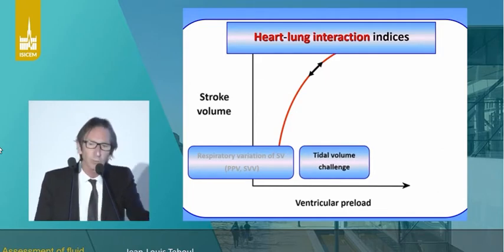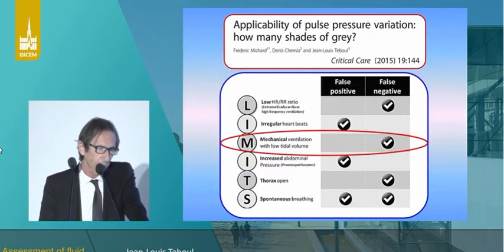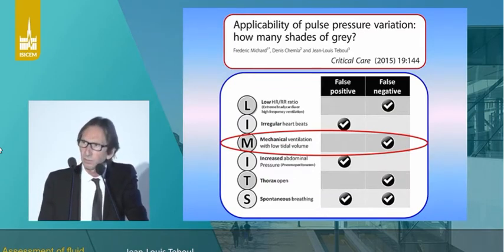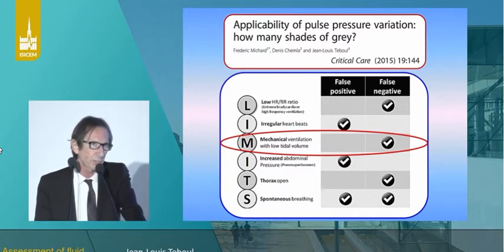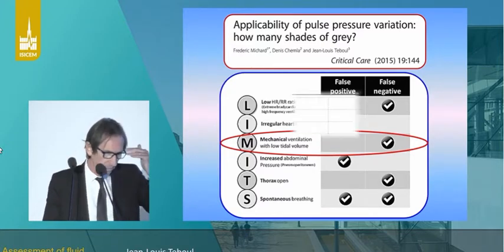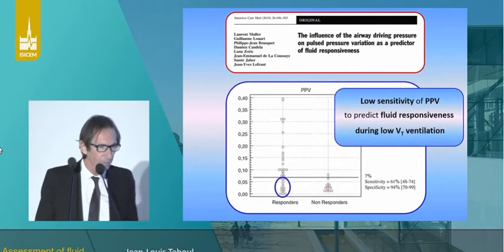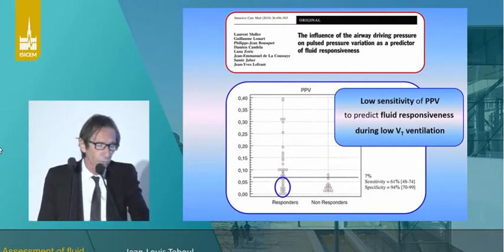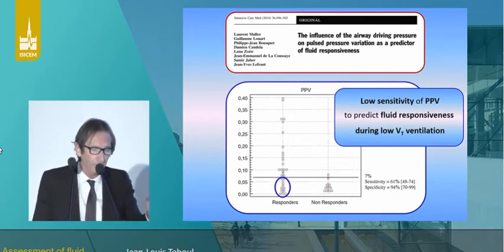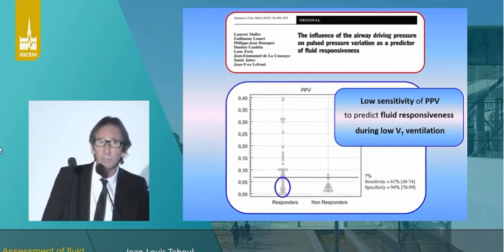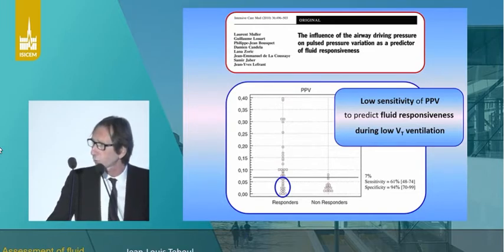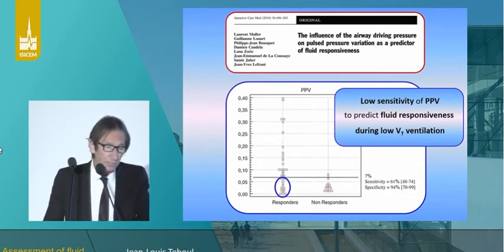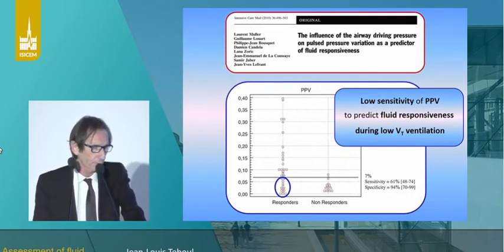The tidal volume challenge is another test. You know that during mechanical ventilation with low tidal volume, it is difficult to interpret PPV, especially when PPV is low. And this is well illustrated by this study from Laurent Muller, Jean-Yves Lefranc and colleagues, who showed clearly that you can have a low PPV in responders in patients who receive mechanical ventilation with low tidal volume. And this is a very big issue in patients with ARDS, for example.